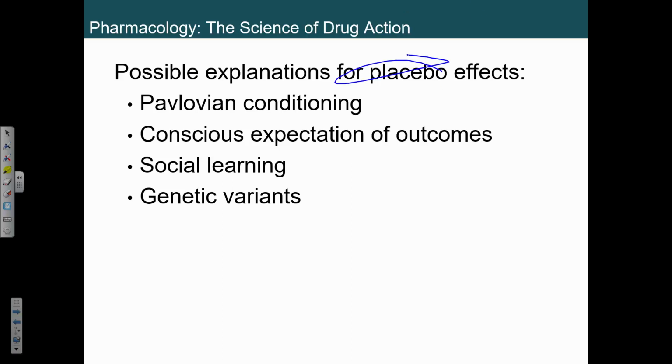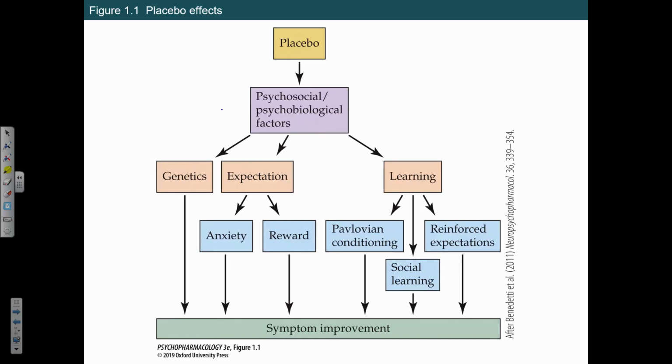What are the explanations for placebo effects? We're not going to really go into this too much. Obviously, Pavlovian conditioning can play in this, right? You know, your classical conditioning. You take a pill, you feel better, so take a pill, you feel better, right? I mean, that's how that works. If you do that enough, then you're going to expect that. You've also got these expectations, social learning, genetic variants. These are all things that can affect placebo. Here's a nice flow chart for you. So you could just replace this with you if you want, and then symptom improvement.